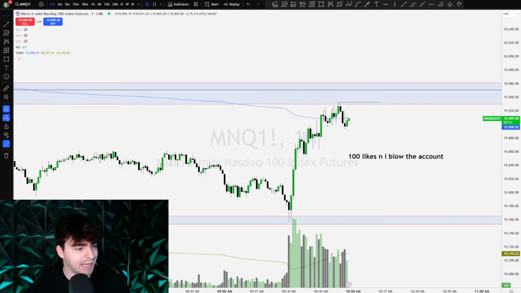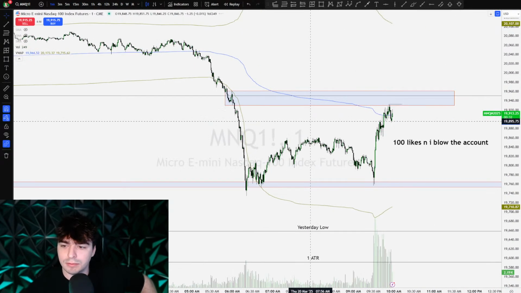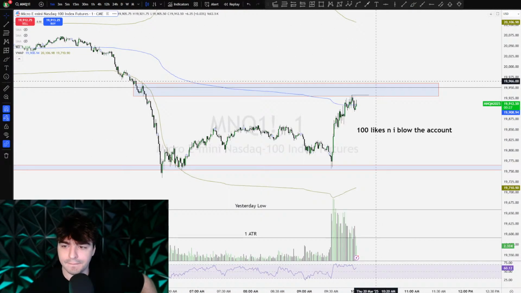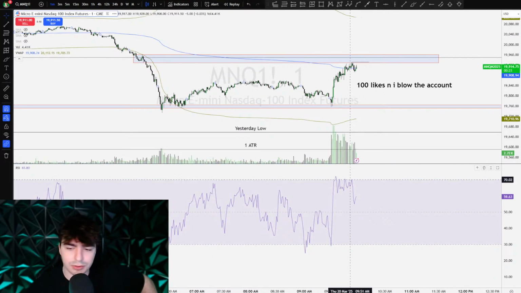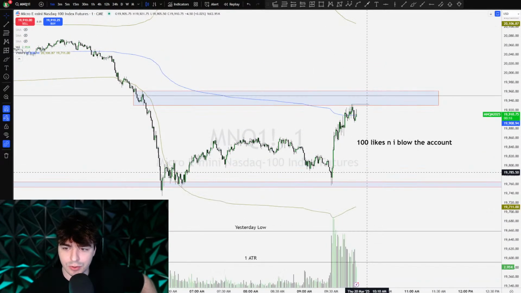Existing home sales. Forecast is 3.95 million. Previous was 4.08 million. All right, NASDAQ pushing up a little bit. Wouldn't be too surprised if we need to get a little more overextended. RSI is back below being oversold or overbought, so that's a good indication of potential overextension.